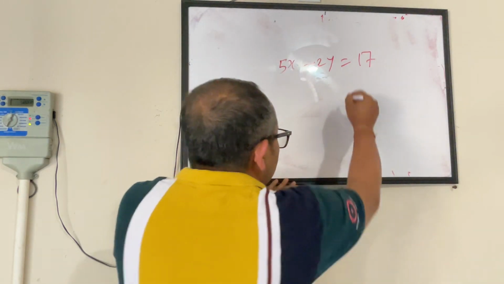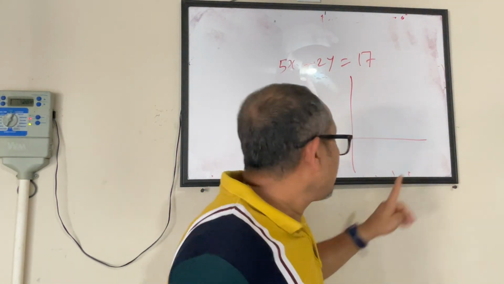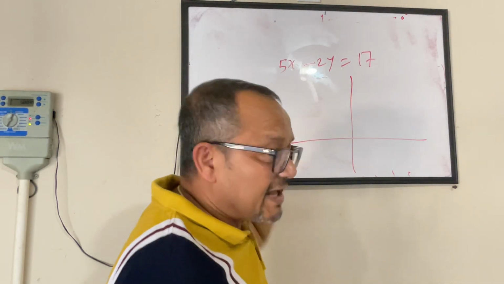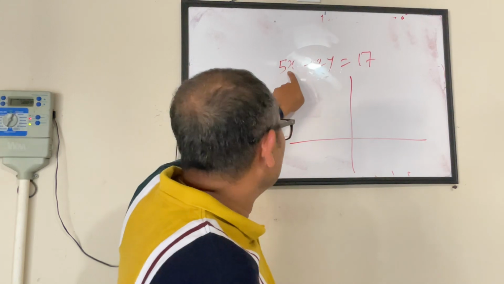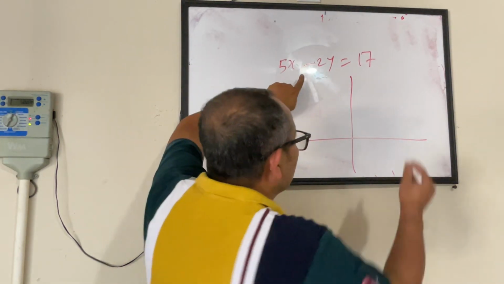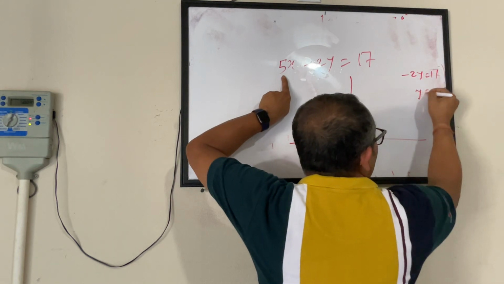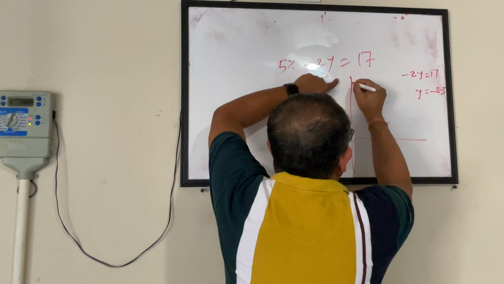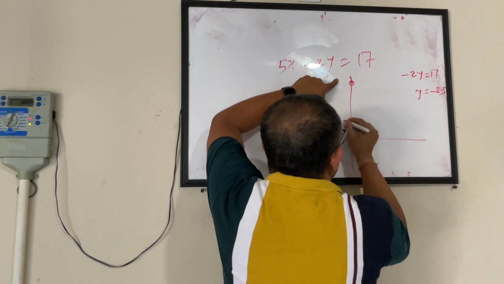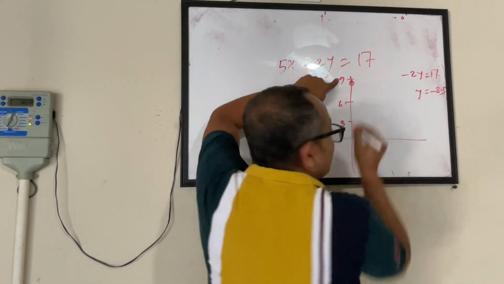Now, when you try plotting that, what will you do? This is your graph paper, let's say. Okay. Now, what will you do? Let's take x. When x is 0, what is the value of y? When x is 0, minus 2y equals 17. y is minus 8.5. So when x is 0, y is minus 8.5. Let's say this is 3, 6, 9. So this is somewhere here.